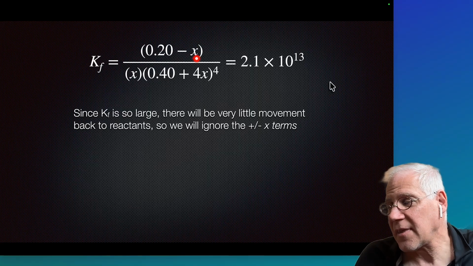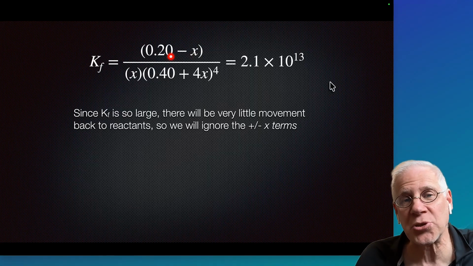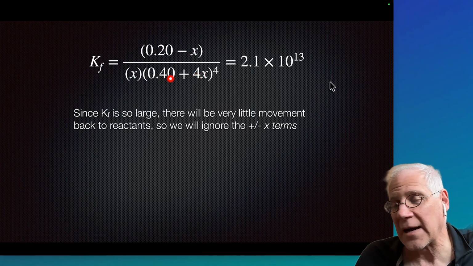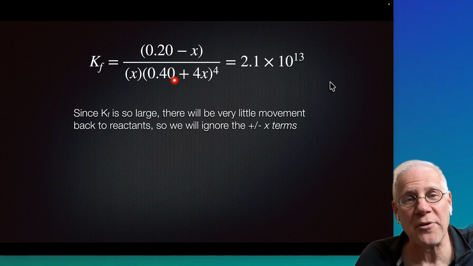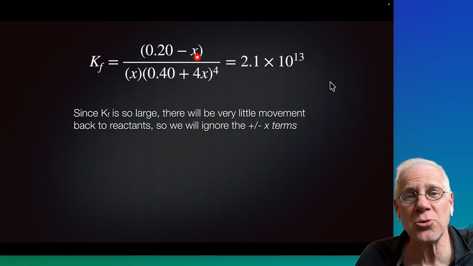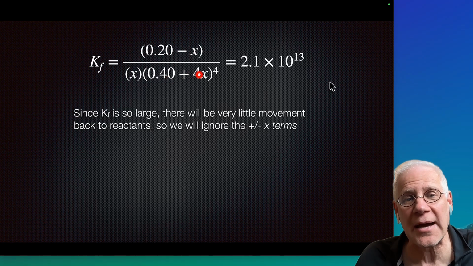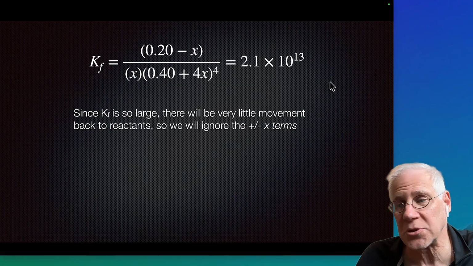And I'm going to say that X is much smaller than 0.2, and even 4X is going to be much smaller than 0.4. So I'm going to say that 0.2 minus X is still pretty much 0.2, and 0.4 plus 4X is still pretty much going to be 0.4. We'll take a look at it after we're finished to see if our approximation was reasonable.